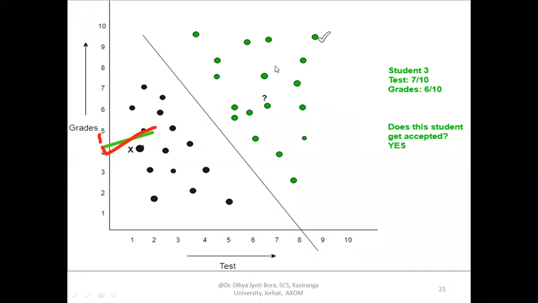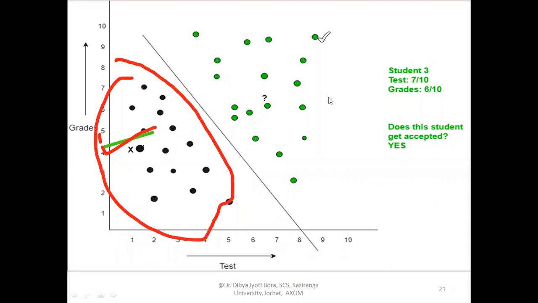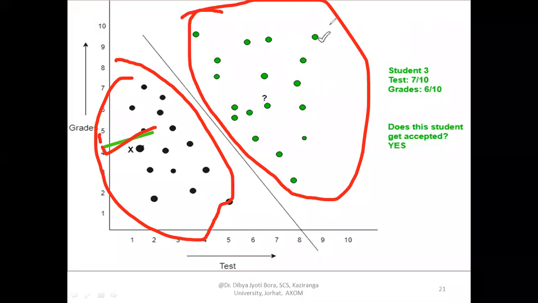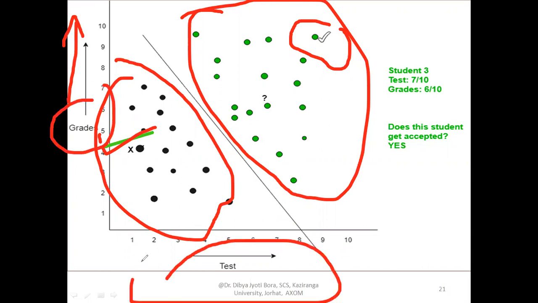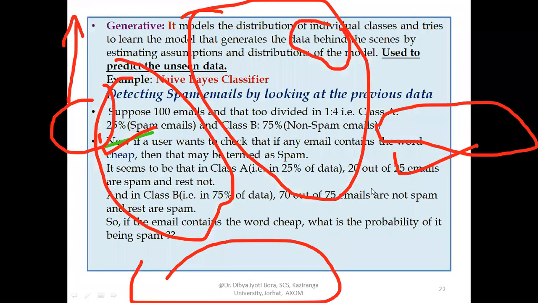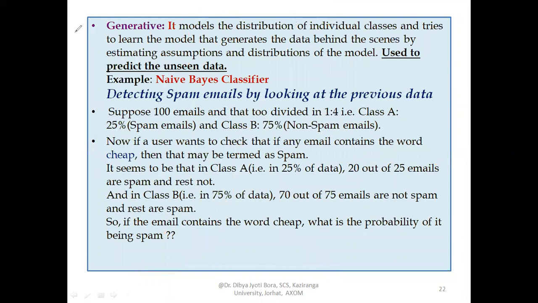So when we look at this plot, these values and these values. Then this student 3, and when you consider the axes, this axis gives you the grade values, and this axis gives the test values. Student 3 has test 7 out of 10, grade 6 out of 10. Does the student get accepted? From the plot, it is very clear that yes, it is accepted. Let me clear this. So we just saw how we use logistic regression.